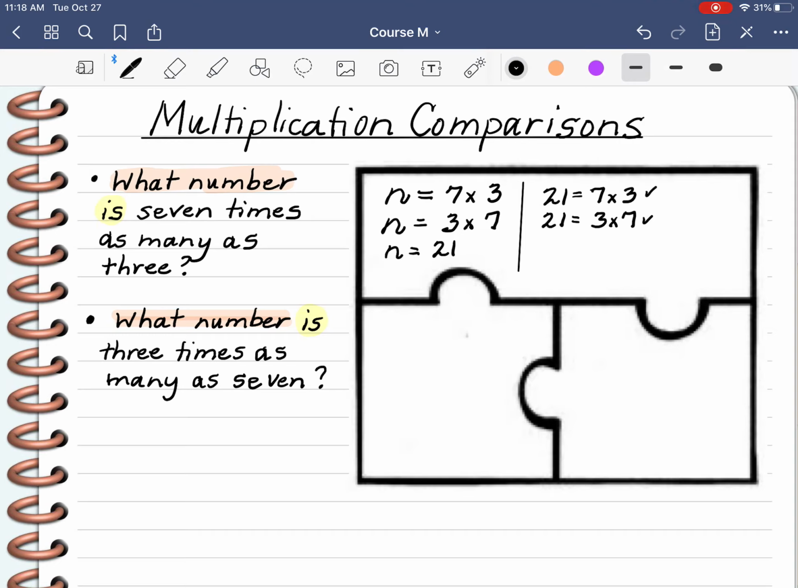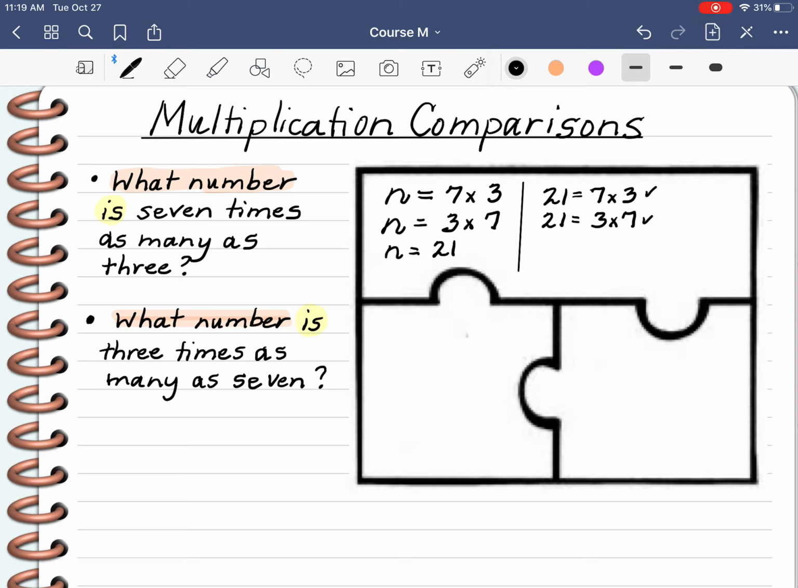So let's take a closer look at our equations. Let's look at the first one. N equals 7 times 3. 7 times as many as 3. And see what that looks like if I break it down, if I stretch it out, as opposed to 3 times 7. Okay? So the first one is saying 7 times 3.